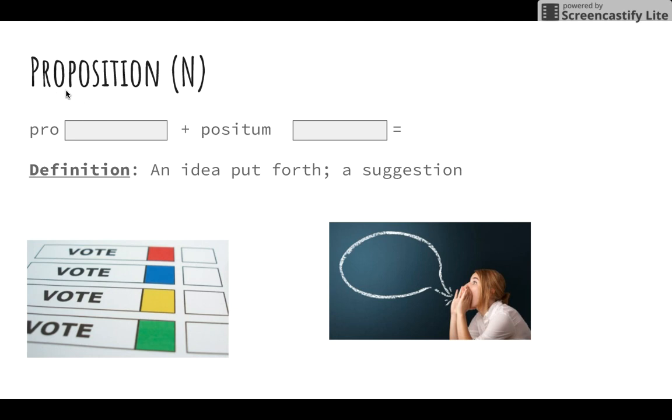Now the proposition also has two parts. It has pro and then it has positum. The prefix pro means forth. So it makes sense because we're saying an idea put forth, right? So putting forth an idea, putting forward an idea. And then positum means to put. So it literally means put forth, an idea that is suggested, an idea that is put forth in front of other people. So that would be proposition.